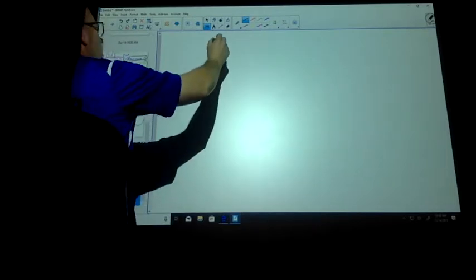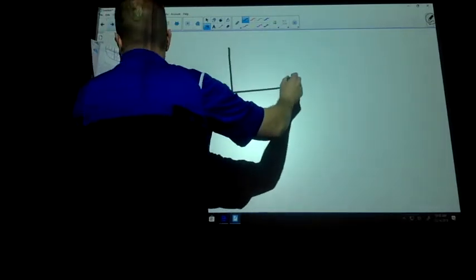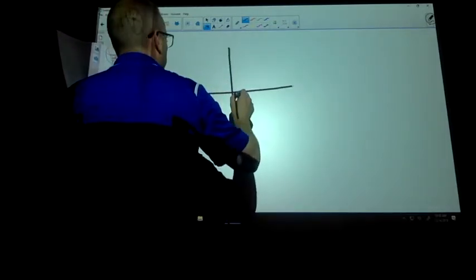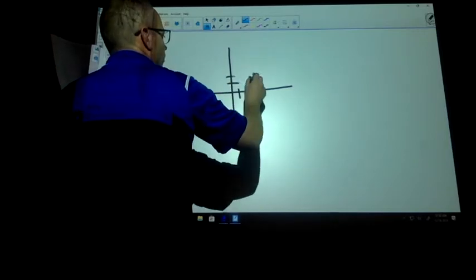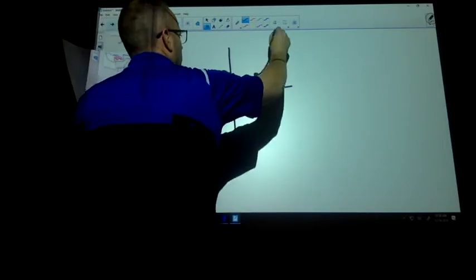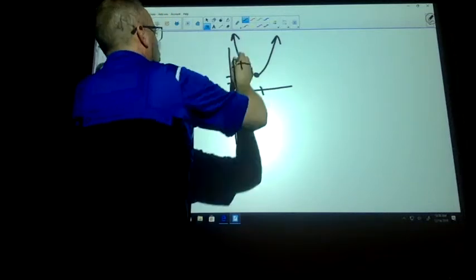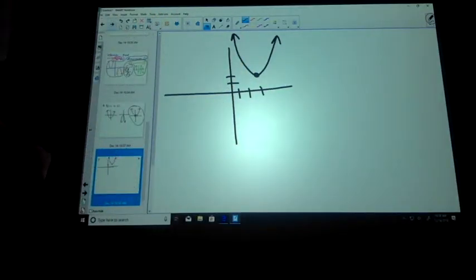Alright. We do have a graph that we're looking at. Based on the graph below, what interval of the domain has the function increasing?